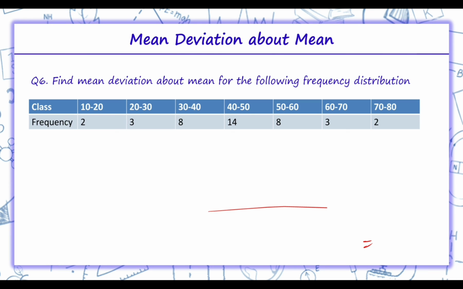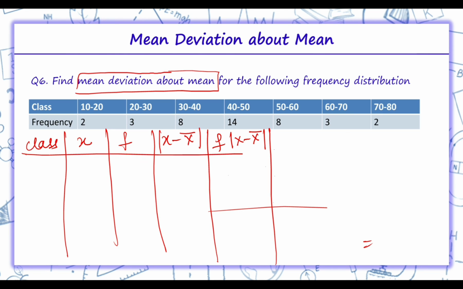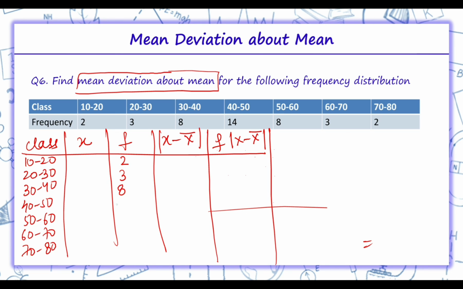So the next question is to find mean deviation about mean. Here we'll write class, then x, then f, then x minus x mean, then f into mod of x minus x mean, which we'll calculate. The class intervals are 10 to 20, 20 to 30, 30 to 40, 40 to 50, 50 to 60, 60 to 70 and 70 to 80. The frequencies corresponding to these class intervals are 2, 3, 8, 14, 8, 3, 2.